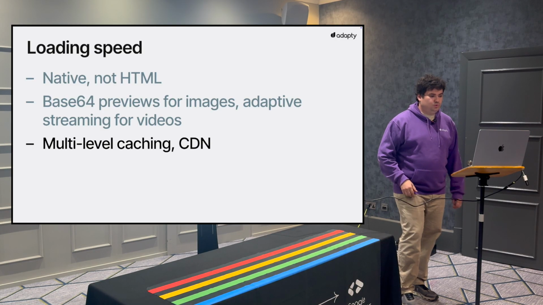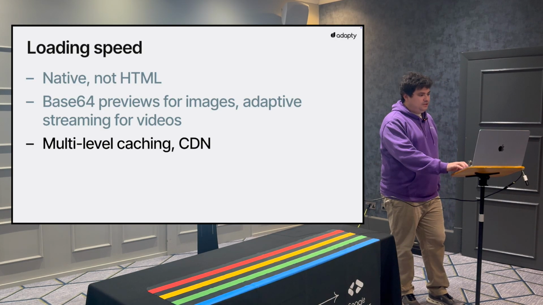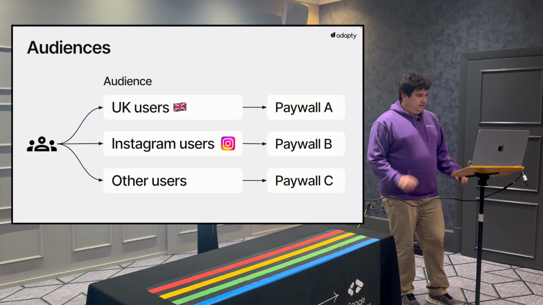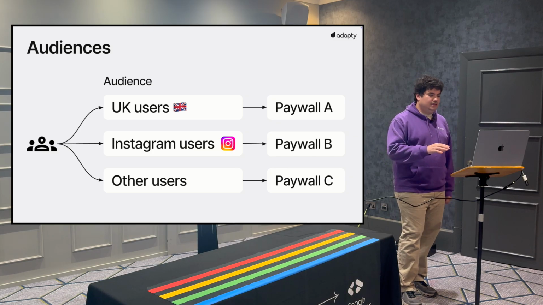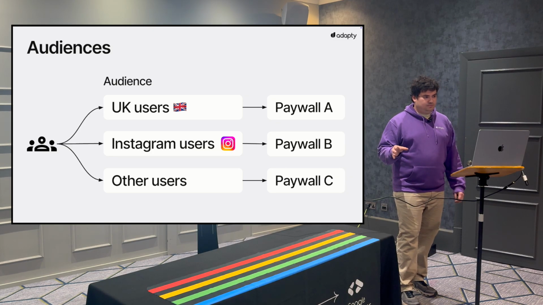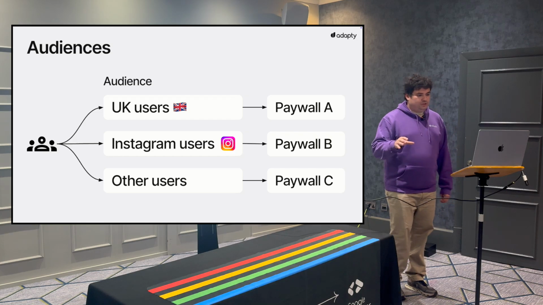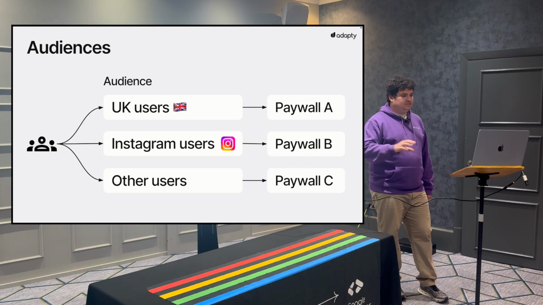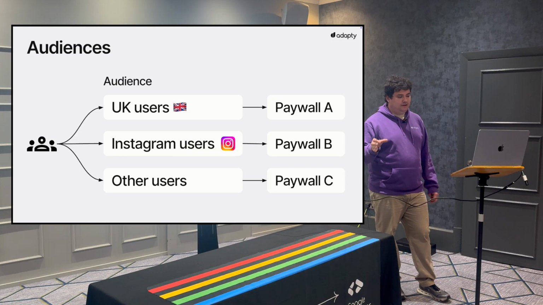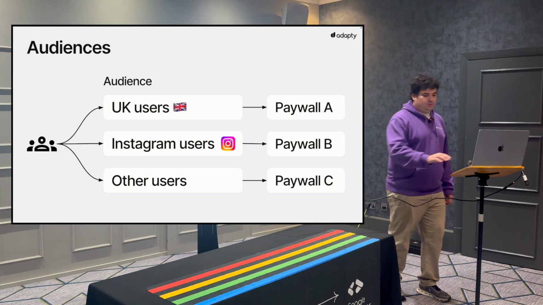So we decided to go with CDN, but it created some interesting challenges. In Adapty, it is possible to present the paywall to specific audiences and target what paywall is being shown to specific customers. So let's say we want to present paywall A to the customers from the United Kingdom, and we want to present another paywall to the customers coming from different countries. Some of them, for example, we know that they installed the application from our Instagram ads, and we want to present them paywall B, and all the other users should be shown paywall C.